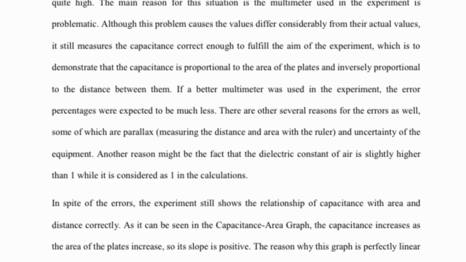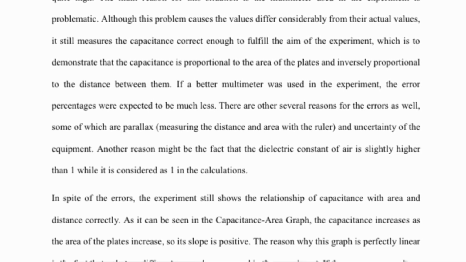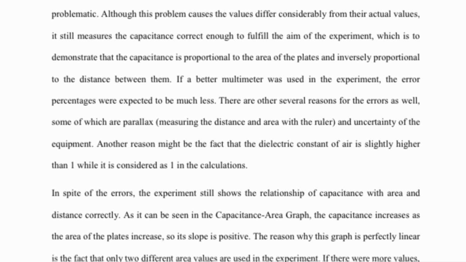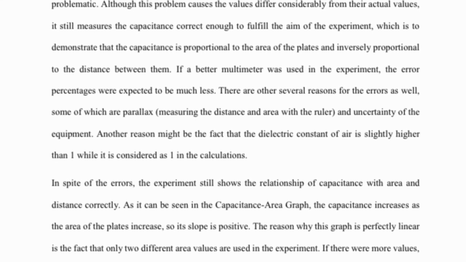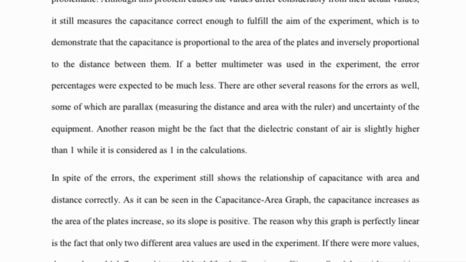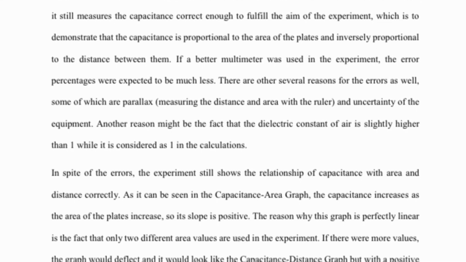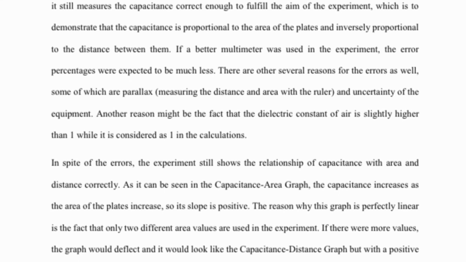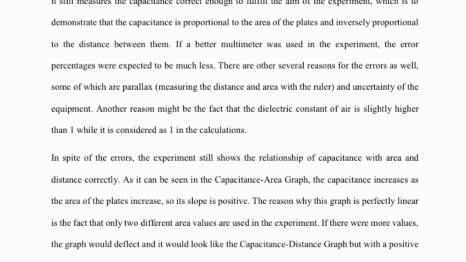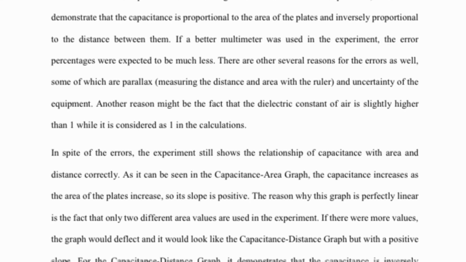Of course, there are several other reasons for these errors as well, some of which are parallax and uncertainty of the equipment. Another reason might be the fact that the electric constant of air is slightly higher than 1, while it is considered as 1 in the calculations. In spite of the errors, the experiment still shows the relationship of capacitance with area and distance correctly.